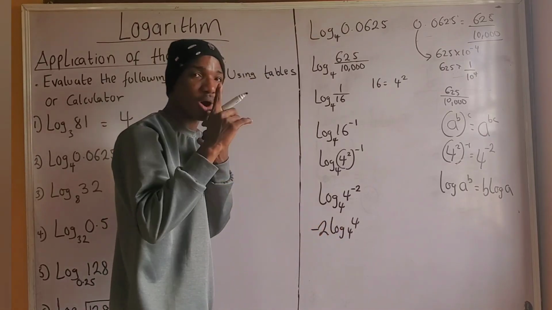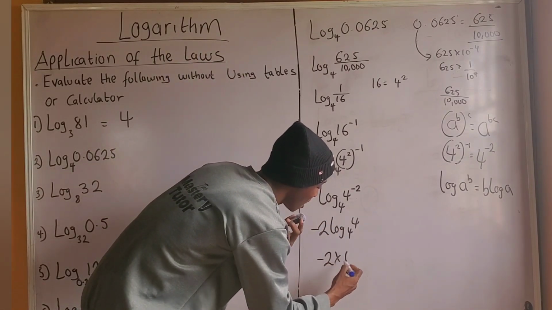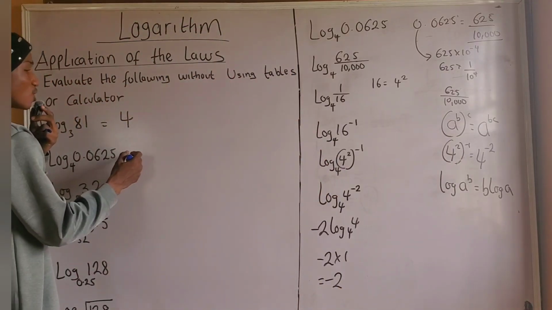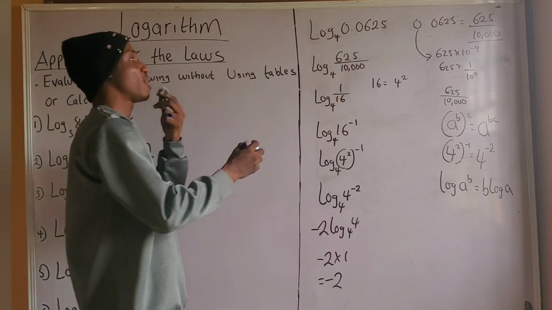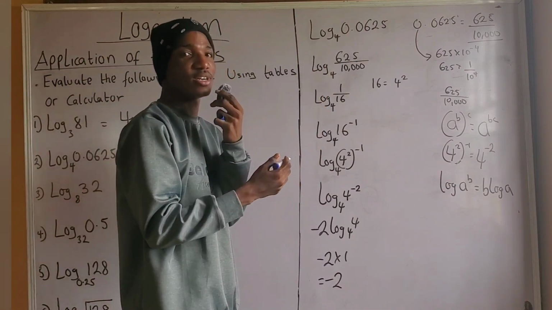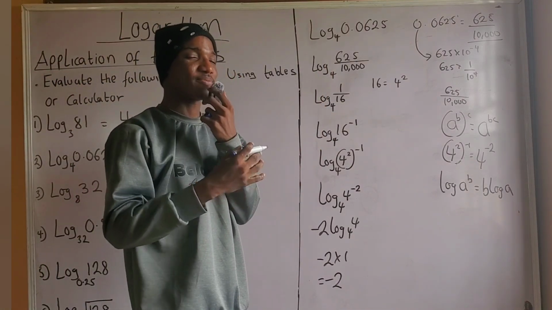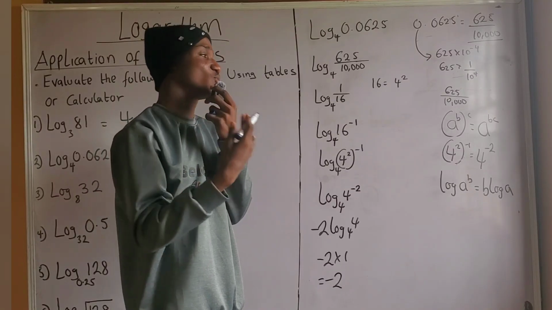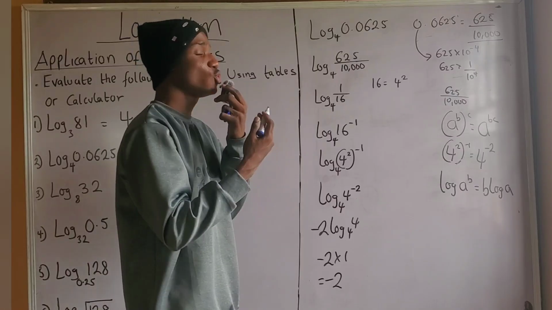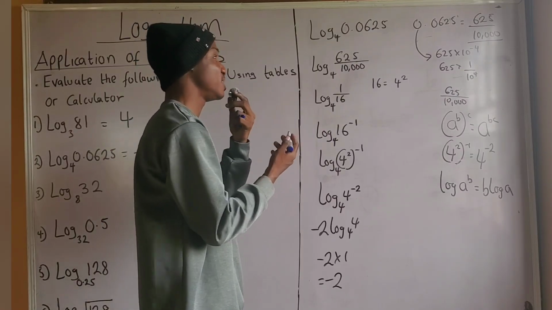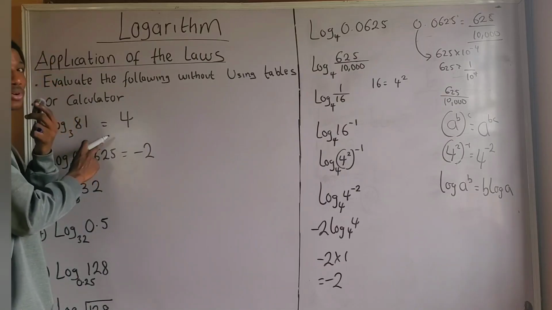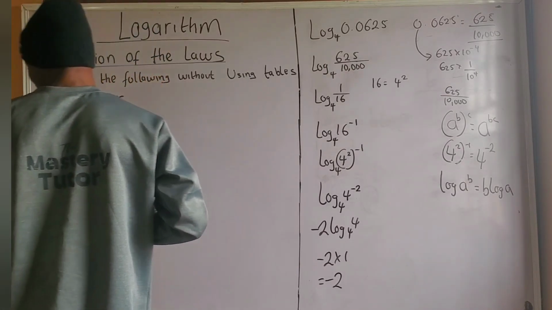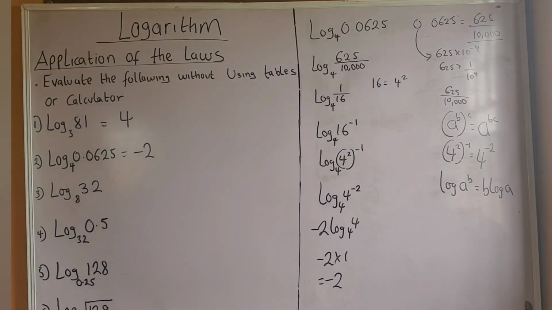Are you getting it? So log 4 base 4 will give me 1. So I'm going to have minus 2 times 1, which gives me minus 2. So the simplified version of this is equal to minus 2. This method is called the log of a power method. I just used the main properties or rules of logarithms, log of a power. You can also use the index laws of logarithm to simplify this, just like we did in the previous question. So let us also use the index laws of logarithm and see what you're going to have.